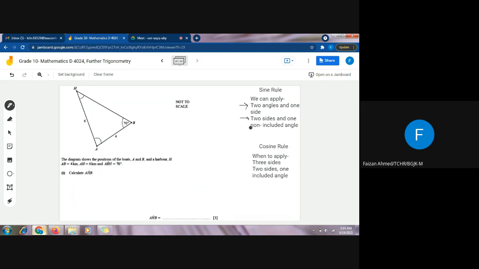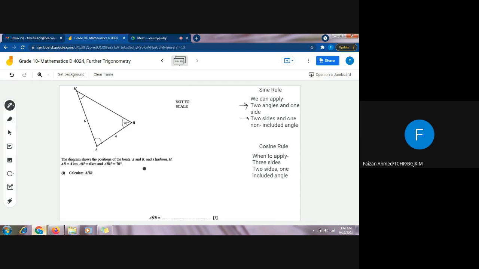So we will be taking the help of sine rule. We can apply sine rule when two sides and one non-included angle are given. These are the two sides which are given. This angle is the included angle. These two are the non-included angles, of which we have to find one, and one of them is given. This means we can apply sine rule, since one non-included angle and two sides are given. So we will be applying sine rule.